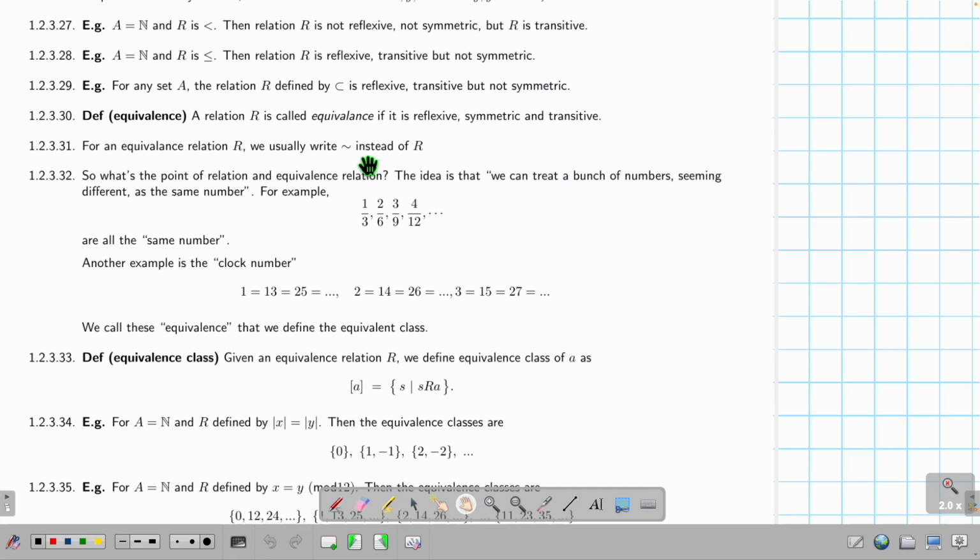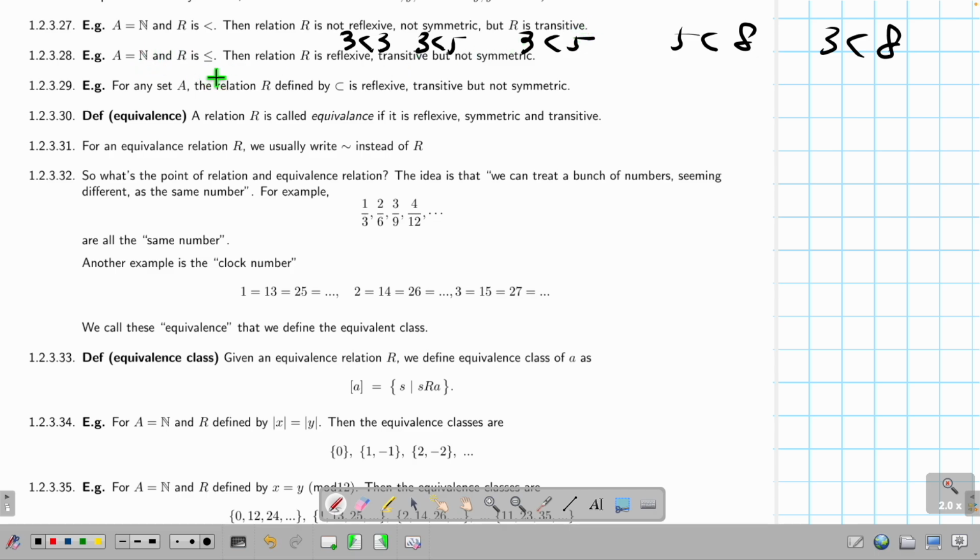So let's look at 1.2327. A is the natural numbers. R is smaller than. Okay, I just talked about it. The relation R is not reflexive. Yeah, I just showed you 3 smaller than 5 and 5 smaller than 3 is not the same. Not symmetric, but transitive. So not reflexive, right? 3 is not smaller than 3, false, because 3 is equal to 3. Not symmetric, 3, 5 does not give you 5, 3, right? But transitive, yeah, 3 smaller than 5 and 5 smaller than a give me 3 smaller than a, right? So this is an example. The first two are false, but the last one is true.